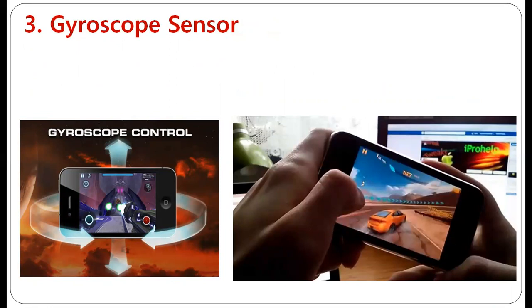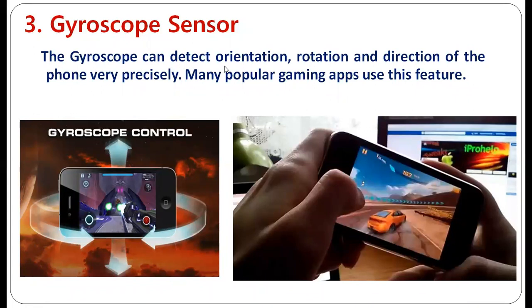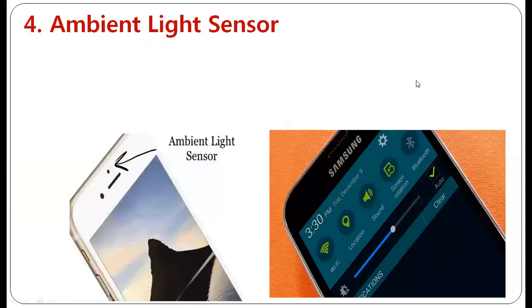The next sensor is called a gyroscope sensor, which is the extension of the accelerometer. The gyroscope sensor will identify X, Y, Z direction. It is highly useful in gaming apps, video games, right? With the help of this gyroscope sensor, once you open any gaming app, if you move the phone towards left, right, upward, downward, according to the tilting angle of the phone, automatically the objects, like a car or bike in that particular game, will also move in that direction. It is mainly because of the gyroscope sensor. The gyroscope can detect the orientation, rotation, and direction of the phone very accurately and precisely. Many popular gaming apps make use of this feature.